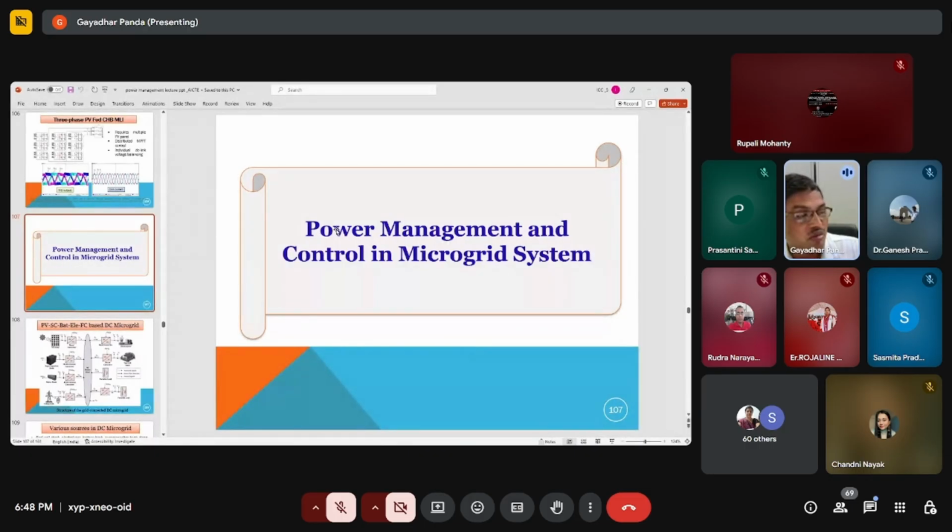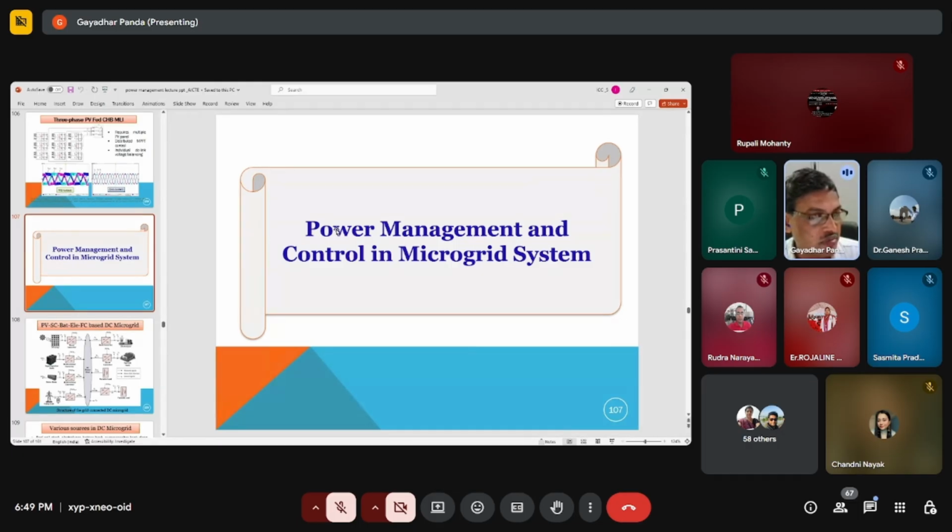Now we are coming to the important aspect, which is power management and control in microgrid systems. The question arises, why will we go for power management? At the beginning, we did some work with effective power management. What is that effective power management? Then slowly it came to optimal power management. Why is it essential? Any of you are doing work in the power management area? Optimal power management.